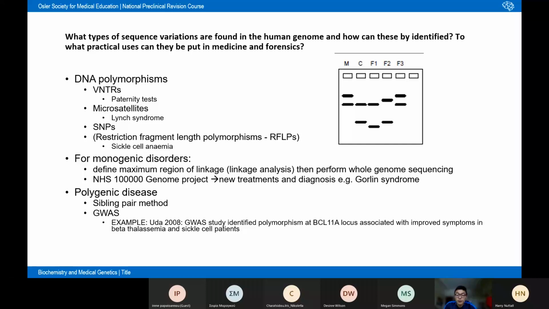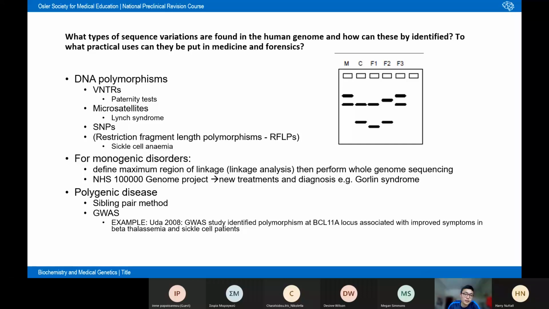Microsatellites, which we talked about before, are clinically relevant. For instance, in Lynch syndrome, mutations in DNA mismatch repair genes such as MSH2 and MLH1 lead to microsatellite instability. We can identify this by looking for expanded microsatellites in tumor cells. This can be clinically relevant because it can predict the outcome of certain cancers. For instance, there have been reports that higher levels of microsatellite instability are associated with a better prognosis, so a better outcome, for colon cancer.